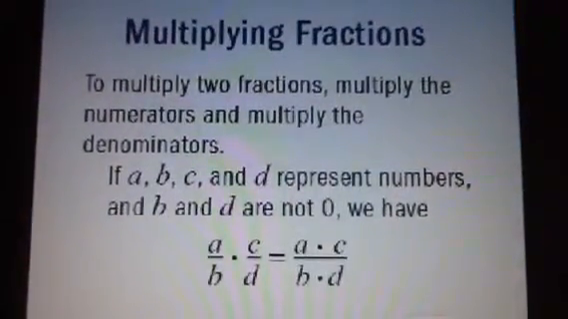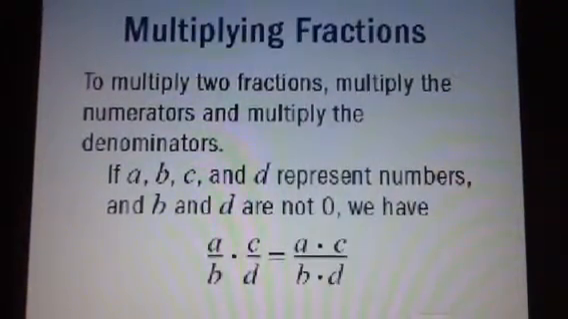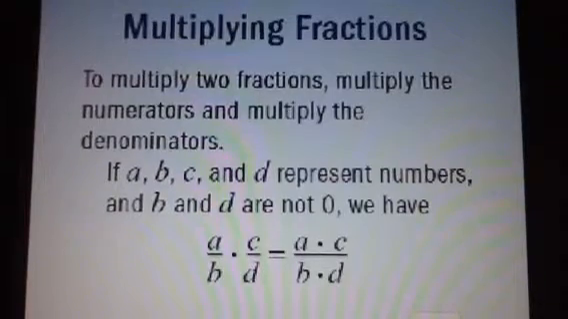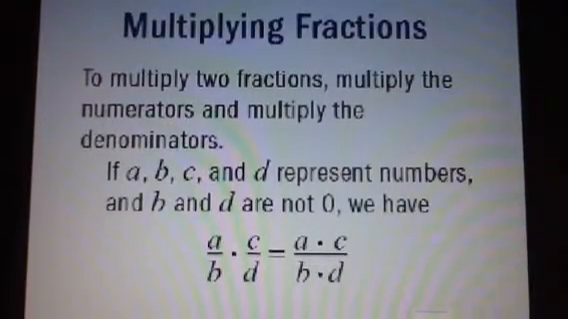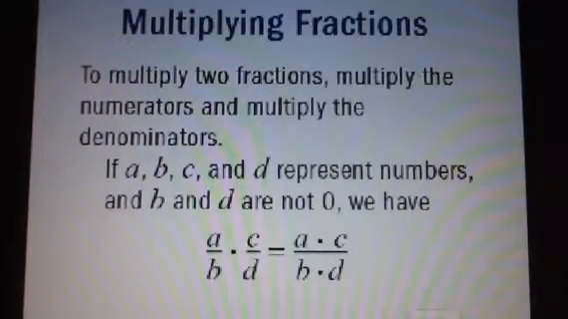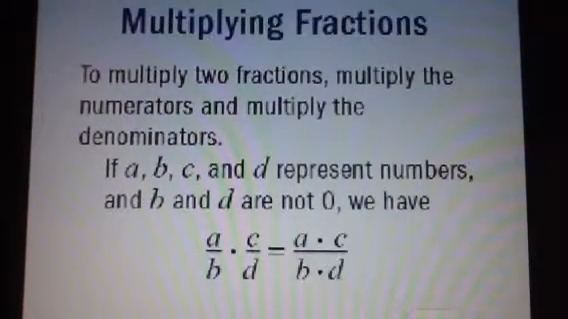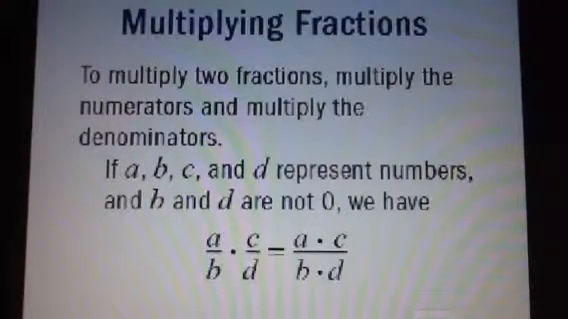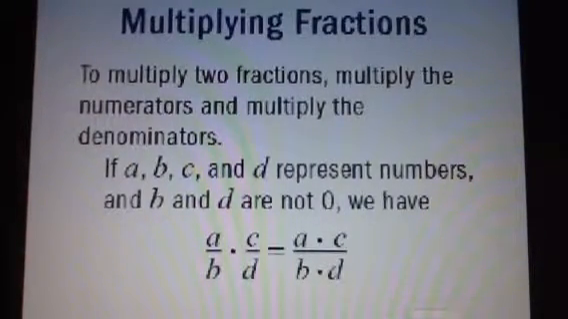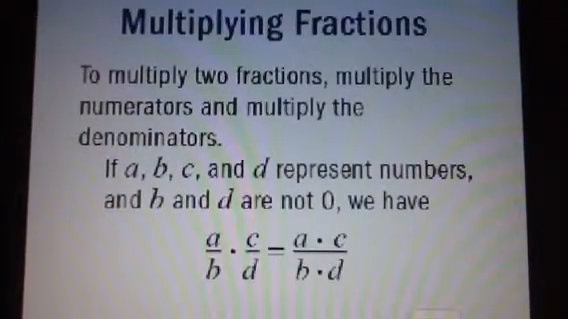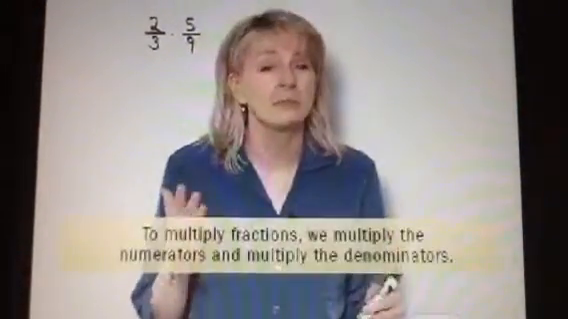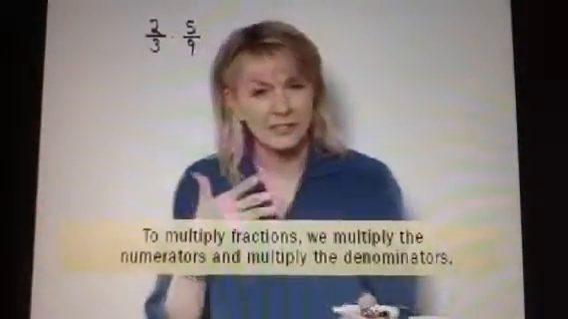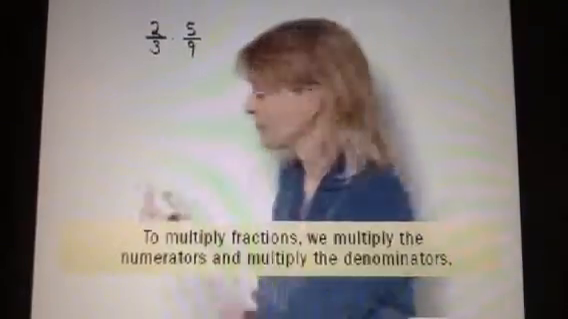To multiply two fractions, multiply the numerators and multiply the denominators. In other words, in symbols, if A, B, C, and D represent numbers and B and D are not 0, we have A over B times C over D equals A times C over B times D. Again, basically to multiply fractions, we multiply the numerators and then we multiply the denominators.